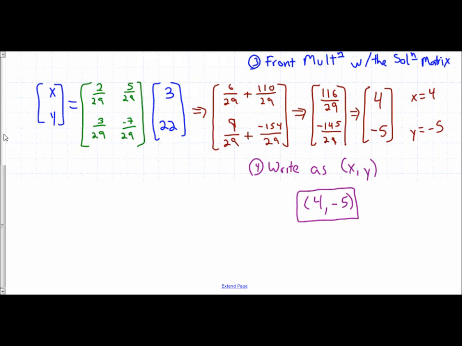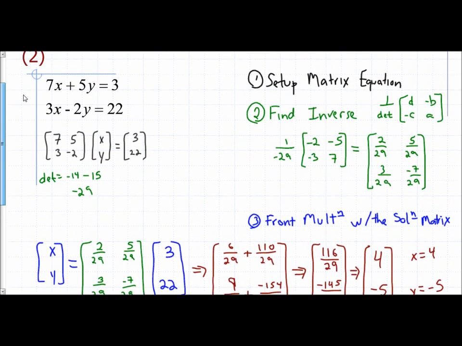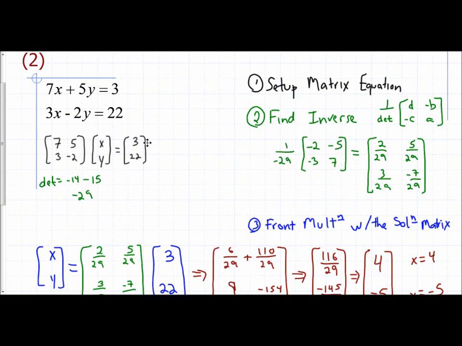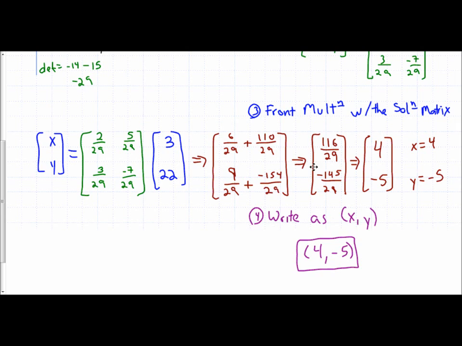So in this example, we had to create our coefficient matrix and variable matrix and solution matrix. We had to set up the matrix equation. But then we, again, same as we did in the previous video, find our inverse and do front multiplication with it. Perform the multiplication, simplify, get our x's and y's, and write it as an ordered pair.